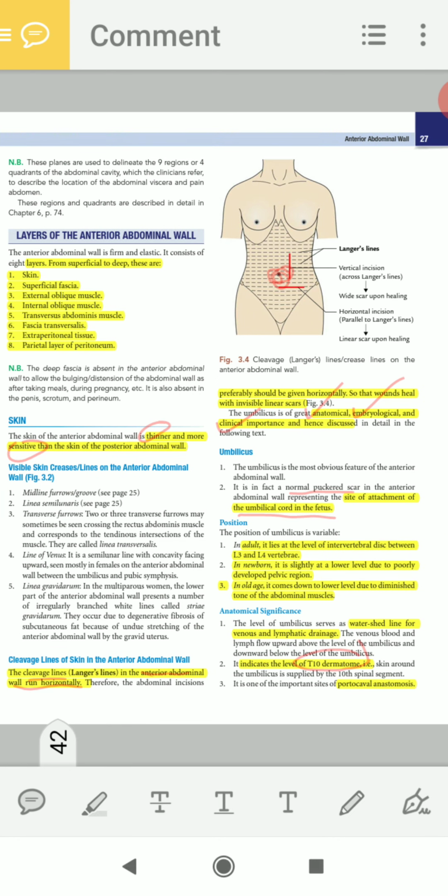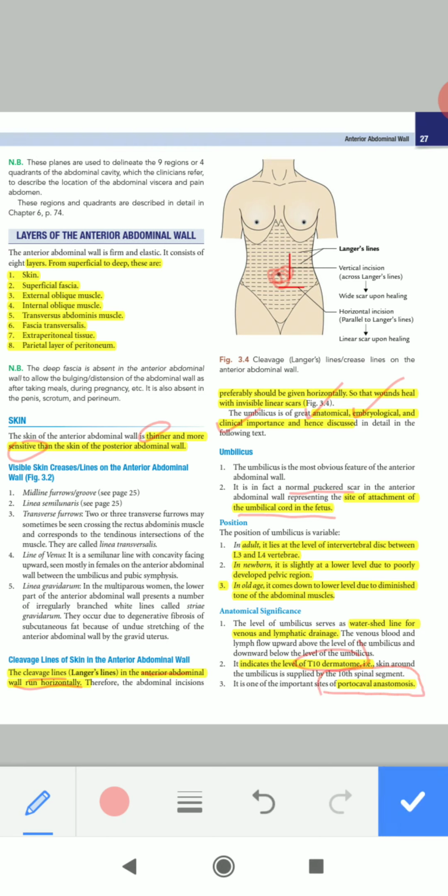And the last one is a site for the portocaval anastomosis. Porto means portal vein and caval means superior vena cava or inferior vena cava. So it is a site where there is anastomosis of the blood vessels of the portal system as well as the caval system, that means vena caval system.